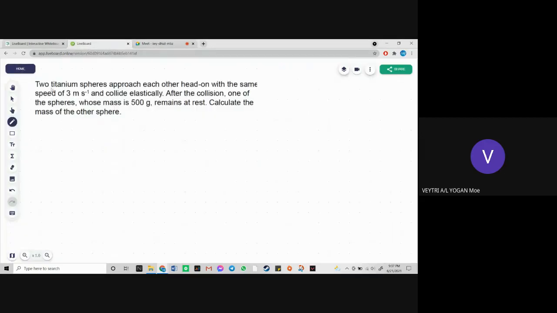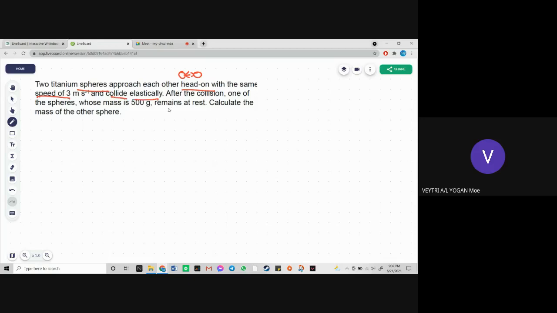Alright. Just hold on a moment. Alright. 2 titanium spheres. Spheres, just make sure you guys know what's the shape of sphere. Sphere is like a ball. Kalau tak tahu sphere, just assume it's a ball. Okay, that's the best. 2 titanium spheres approach each other head on. Head on macam mana berlanggar lah, hit each other. With the same speed. Maksudnya initial velocity untuk kedua-duanya adalah 3.